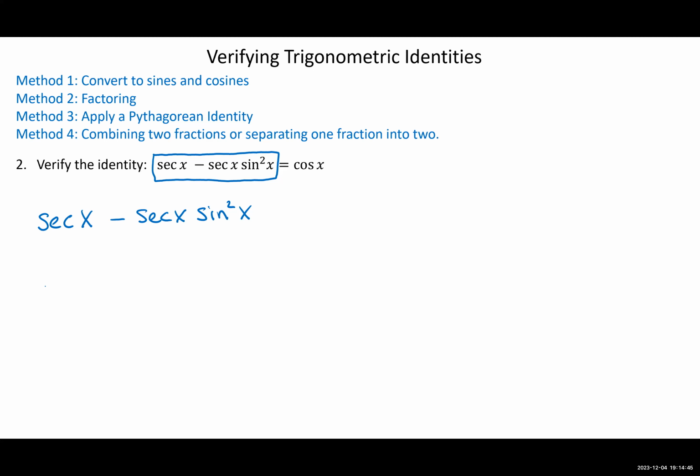Now we could rewrite secant as 1 over cosine and then start combining fractions, but in this first step, there's no fractions yet. So you might want to pause the video for a few minutes and try to work this one out. I'm actually going to start by factoring. I don't know if it's the simplest way, but to me, this is where my mind goes.